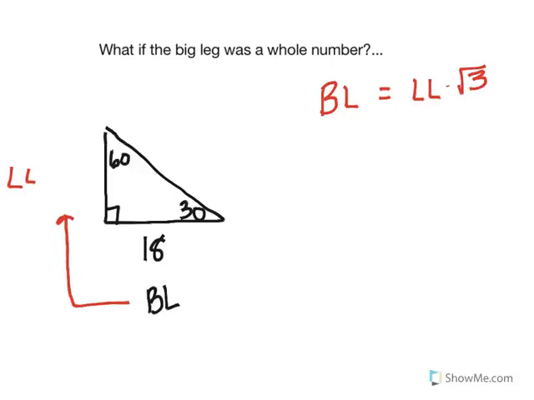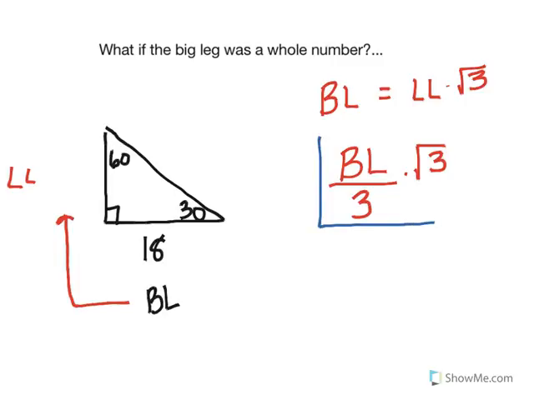If the big leg has no radical 3, it's a whole number, we take that big leg and we divide it by 3 and times it by radical 3. That is the formula if the big leg is a whole number. So if I take the big leg, I divide it by 3, which would be 6, times it by radical 3, I now have the little leg.